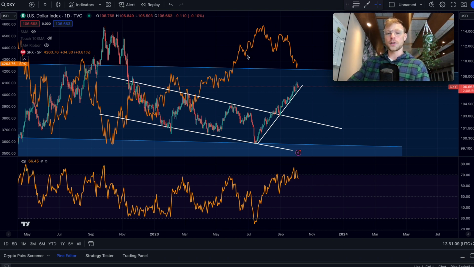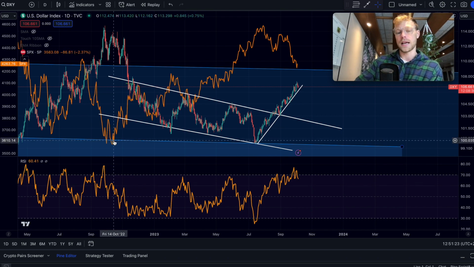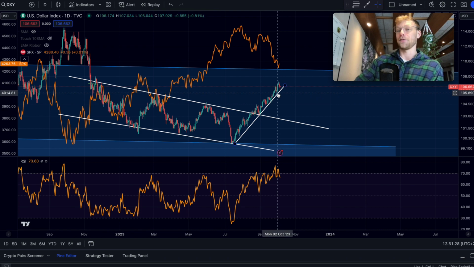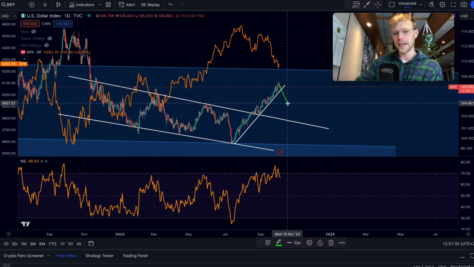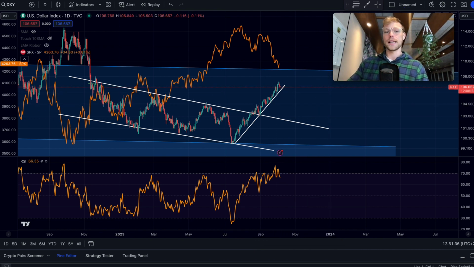So the orange line right here is the S&P 500, and you can see clear inverse correlation. So the bottom of the Dixie is the top of the S&P 500. Here the top of the Dixie is the bottom of the S&P 500, top of this Dixie, bottom of the S&P 500. And we are right now at a cliff, right? We are at this cliff, and once the Dixie breaks down right here, we're most likely going to see a big rally in the S&P 500.